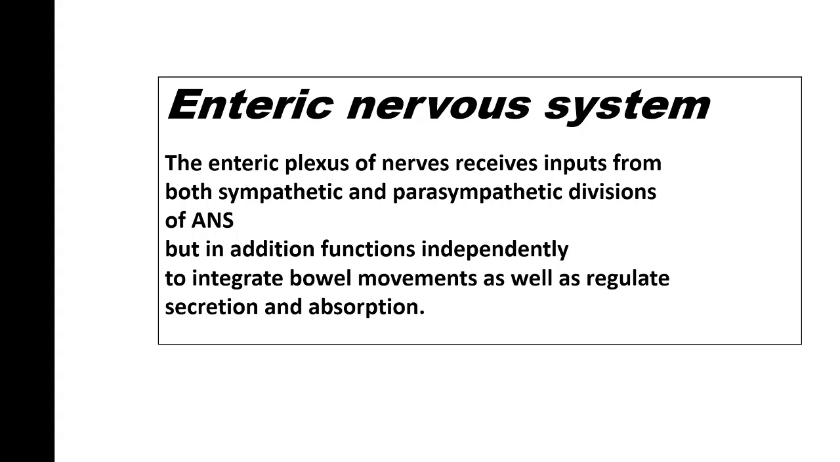Gut brain. So this system controls the GIT. The enteric nervous system receives input from both the sympathetic nervous system and parasympathetic nerve, plus it has its own reflexes. And the ultimate function of this system is to control GIT motility, secretion and absorption. So this is the enteric nervous system.